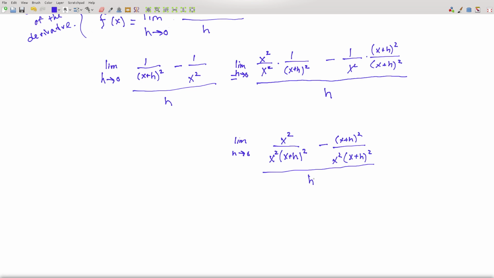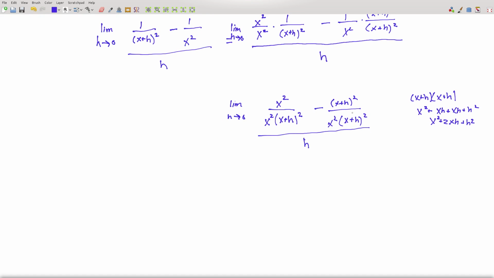Now's the time to do some expanding. Would you like me to do that on the side so you can see it? What is x plus h squared? Well, x plus h squared means x plus h times x plus h. So that's going to be x squared plus xh plus another xh plus h squared. So I'll get x squared plus 2xh plus h squared. That is what x plus h squared is. We can actually write that out on the top now.